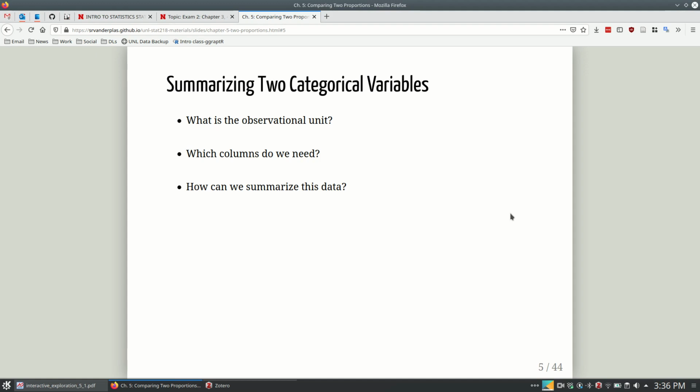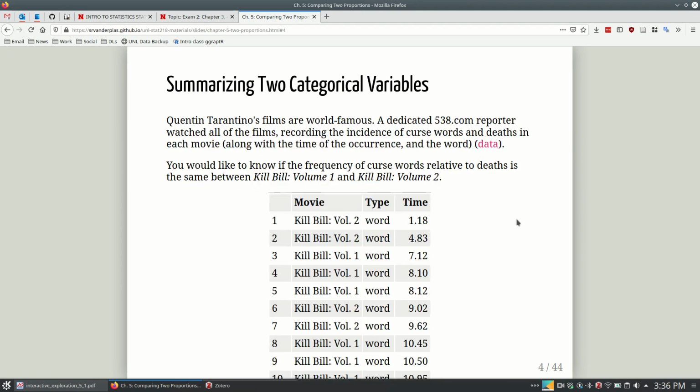So it's every instance, right? Every event, be that a death or a curse word in a movie. All right, so which columns do we need from this table to do this analysis? Yep, so we need movie, we need type. Time is an extra variable that we don't need. Right, that's just the timestamp.